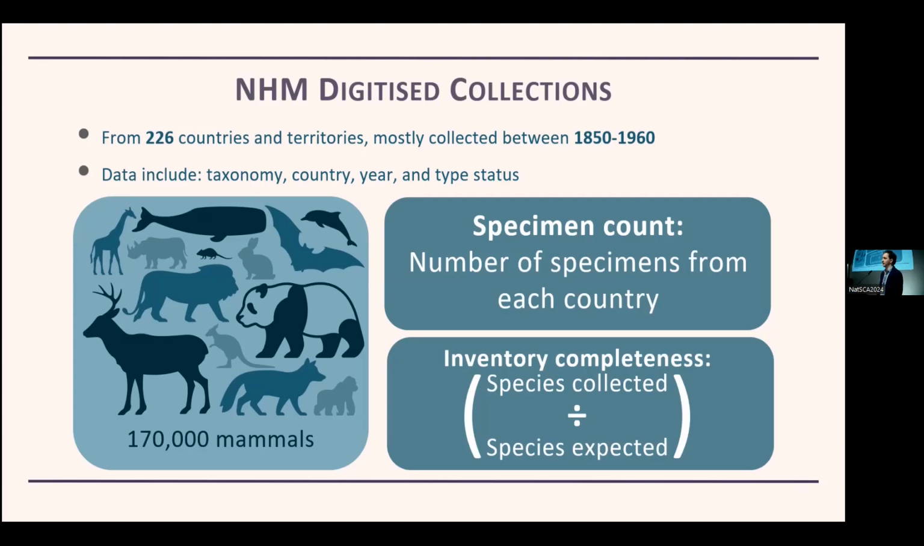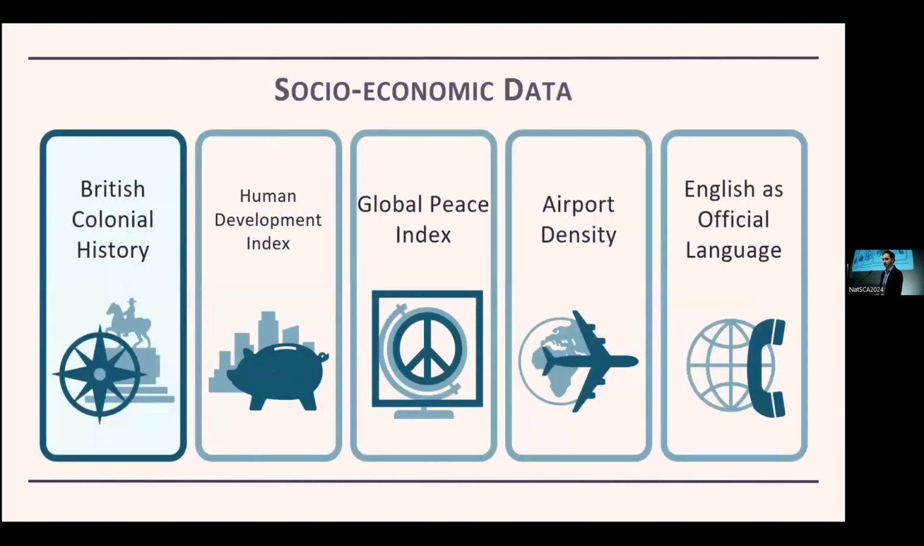species richness, I calculated a metric known as inventory completeness that looked at the number of species present in the NHM's collections over the number of species expected to be found in each country. Additionally, I used data sets that encoded whether or not each country was previously a British colony, as well as 4 socioeconomic metrics that looked at development, peacefulness, airport density, and official languages.